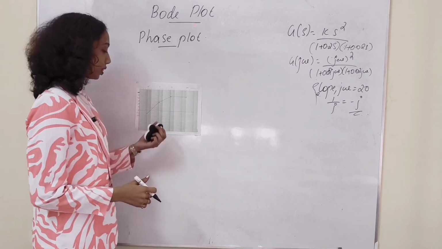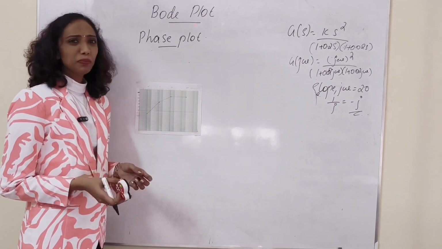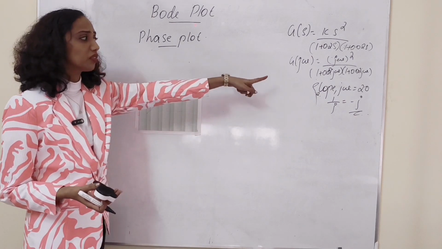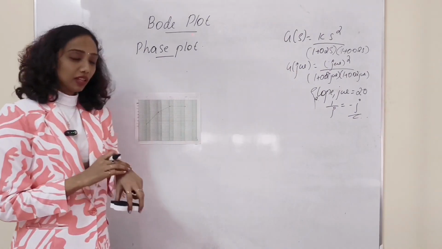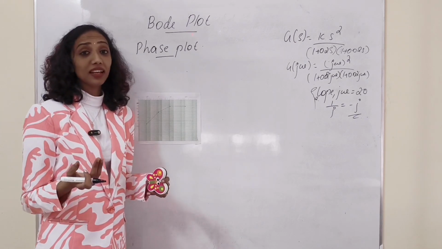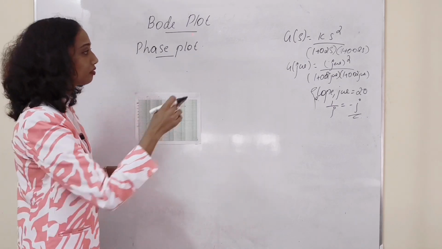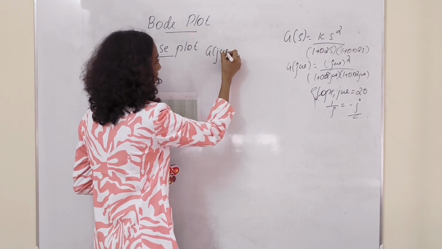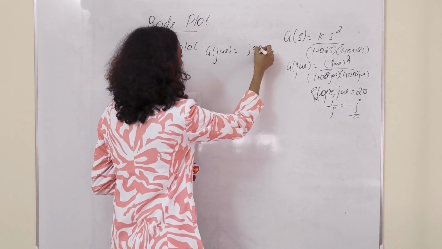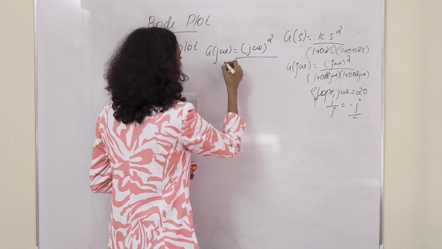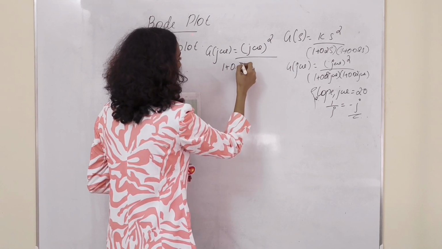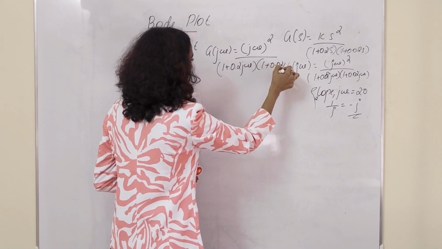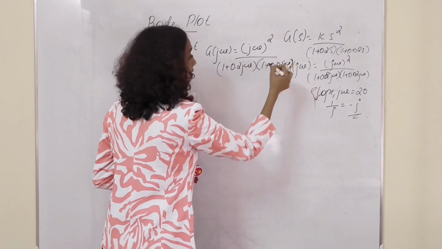Guys, let's start with the phase plot. It's simply that you have to calculate the phase angle from the general main question. For finding the phase angles or the inclination, we need to write the G of j omega, which is (j omega) squared divided by (1 plus 0.2 j omega) into (1 plus 0.02 j omega). This is our question.